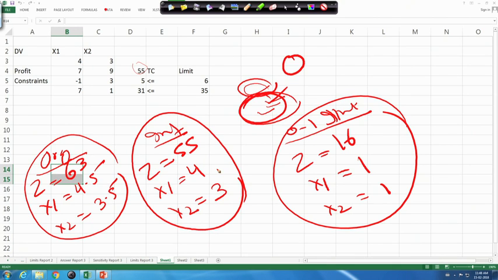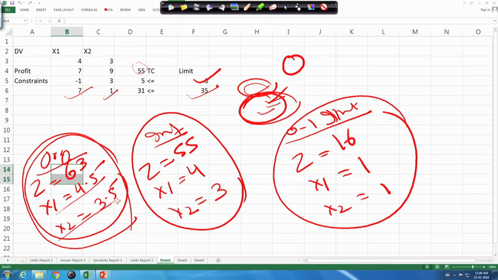That means now you will find there are 3 different situations altogether. Corresponding to the original problem, where we optimize z equal to 7 x 1 plus 9 x 2 subject to minus x 1 plus 3 x 2 less than or equal to 6 and 7 x 1 plus x 2 less than or equal to 35, the original solution is z equal to 63, x 1 equal to 4.5 and x 2 equal to 3.5.